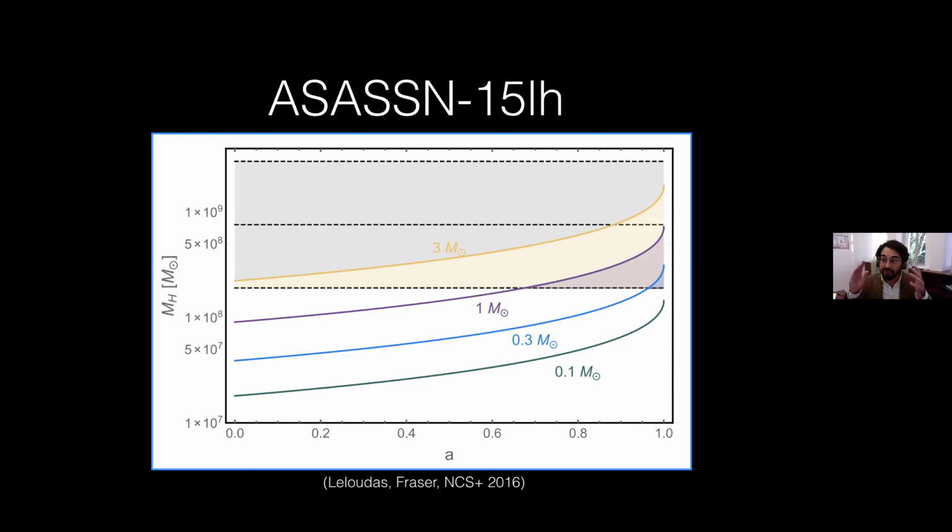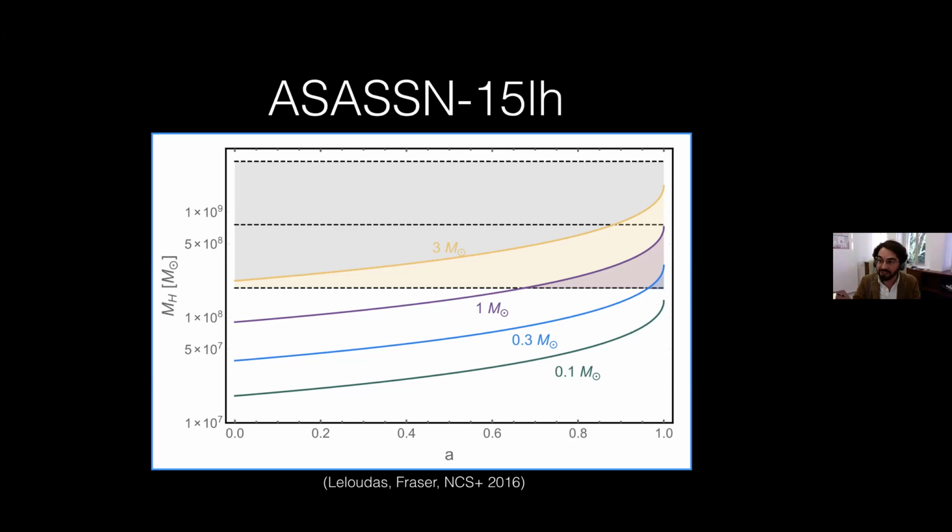ASASSN-15lh came from a very old galaxy with no ongoing star formation. It's unlikely the stars in the nucleus of this galaxy were larger than 1 solar mass because of their advanced age. In gray, you can see the mass of the black hole as predicted by the M-sigma relationship. If the M-sigma relationship is valid in this galaxy, in order to get a tidal disruption, you need a spin that tracks the colored curves that are shown. Assuming the best case scenario for tidal disruption of a 1 solar mass star in a very old stellar population, you need a black hole spin that is at least 0.6.